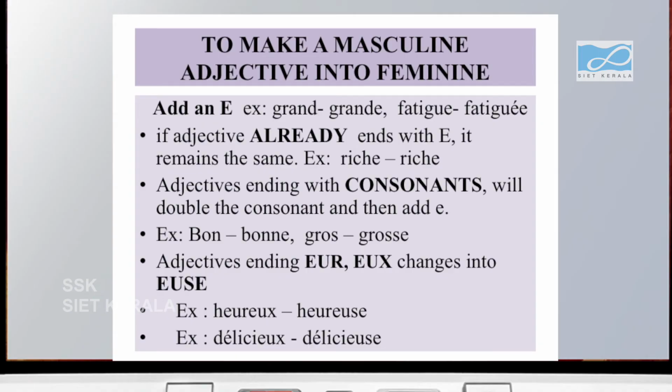So let's see. To make a masculine adjective into feminine, generally you add E. Now, if the adjective already ends with an E, then we write it exactly like that. You don't have to add an extra E. Okay, so for example, riche, R-I-C-H-E, it already ends in E, so it's the same. Adjectives ending with consonants will double the consonant and then you add E. For example, you get bon, B-O-N. So it's ending in a consonant, so you're going to double the consonant and then you add E. So B-O-N becomes B-O-N-N-E. G-R-O-S becomes G-R-O-S-S-E. I hope you're able to follow me. Consonant is doubled and then we add the E.